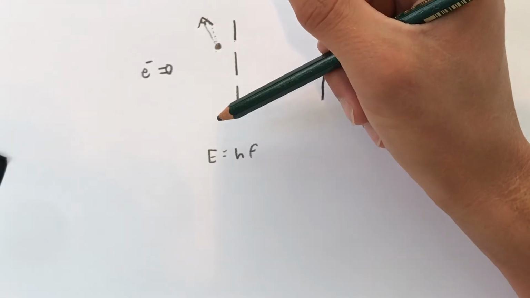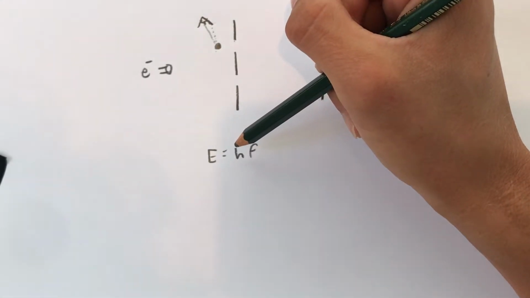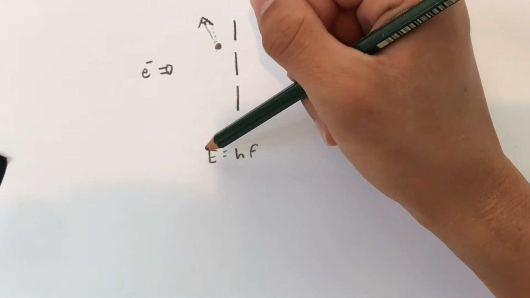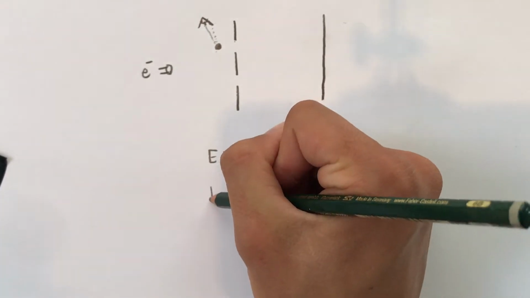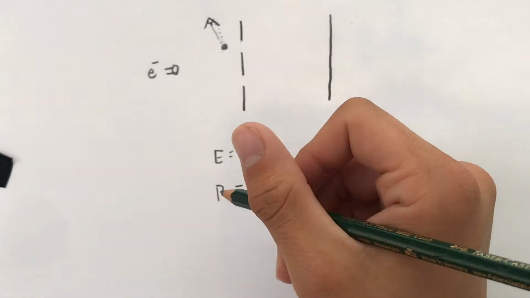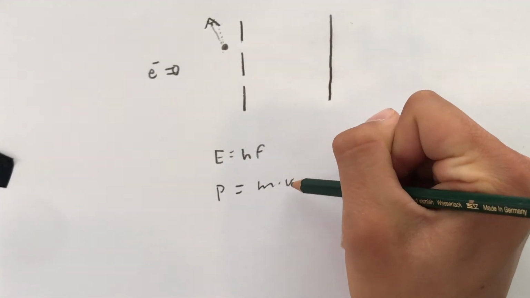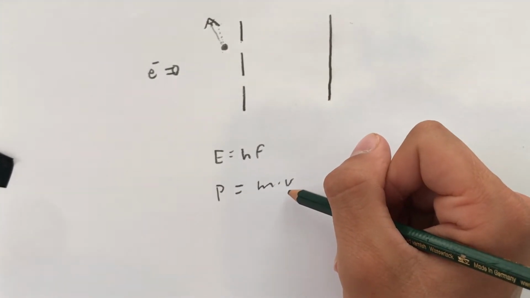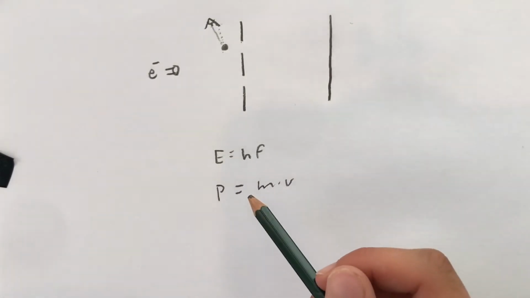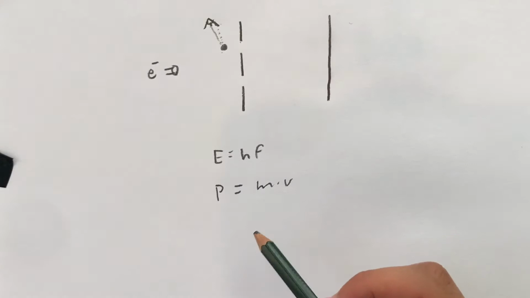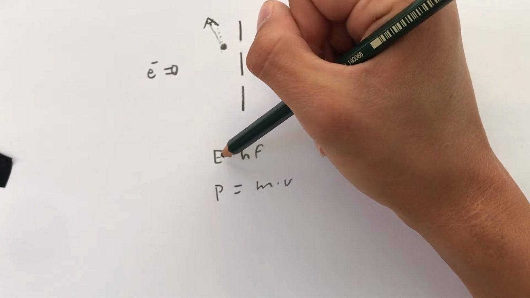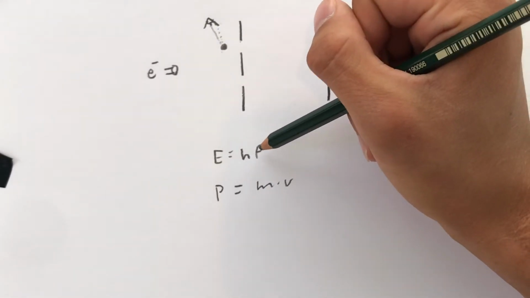So by increasing the frequency, you get higher energy, right? And we also know that momentum equals mass times velocity, but that does not really work in light. So how you get the momentum of a photon is quite different, and I will explain that soon. So let's go to this formula again. That energy is directly proportional to the frequency of light.